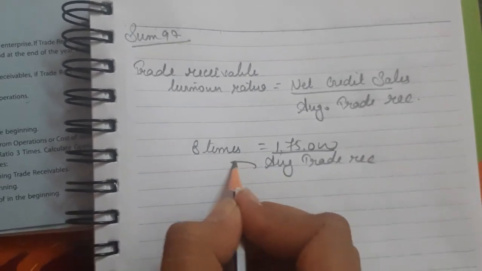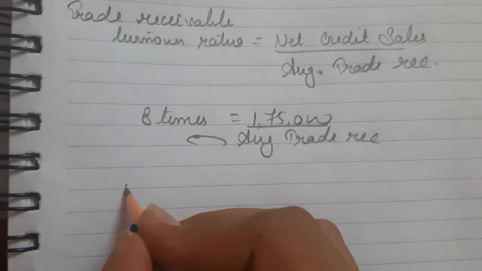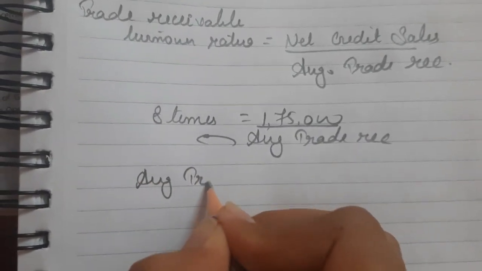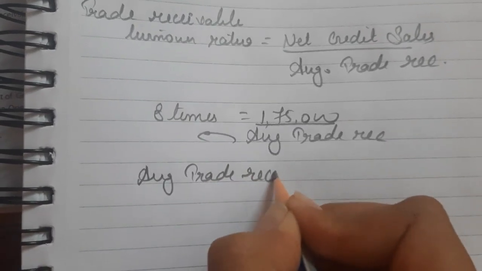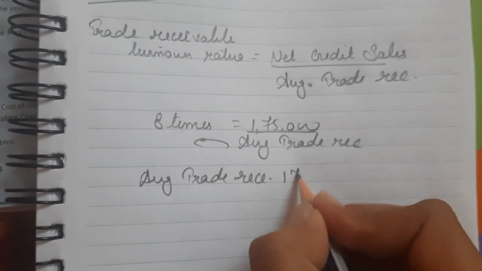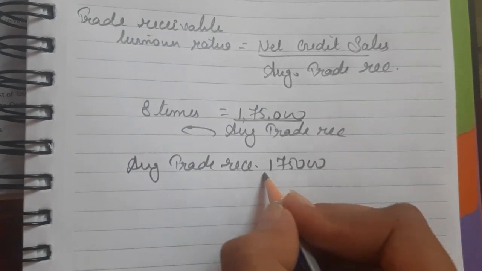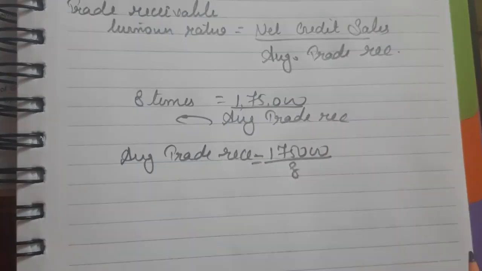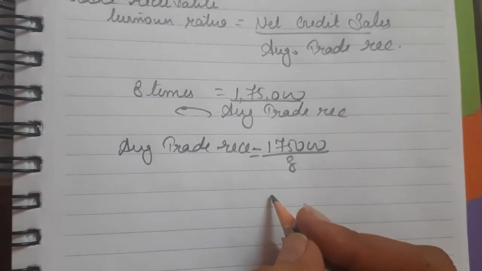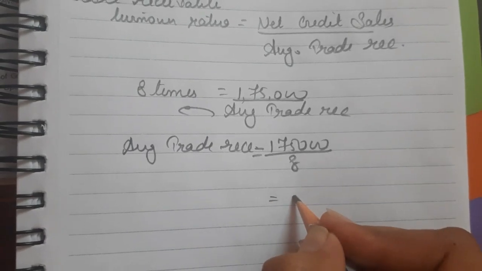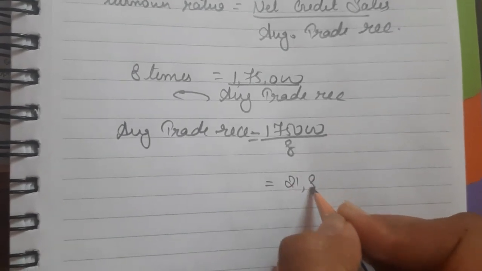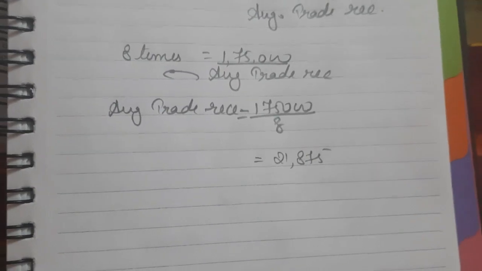Okay, so average trade receivable will go here. So average trade receivables is equal to 1,75,000 divided by 8. Okay, and dividing 1,75,000 by 8 you will get your answer as 21,875. So this will be your average trade receivables.